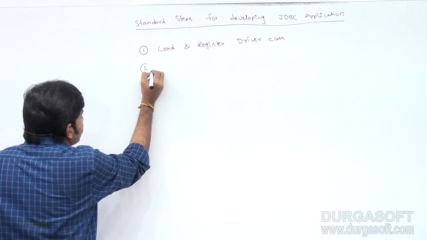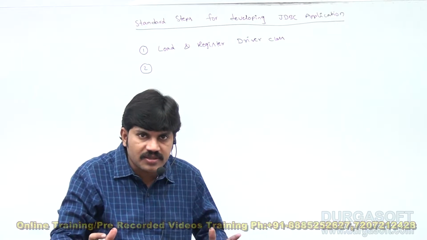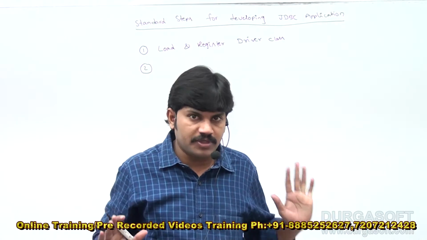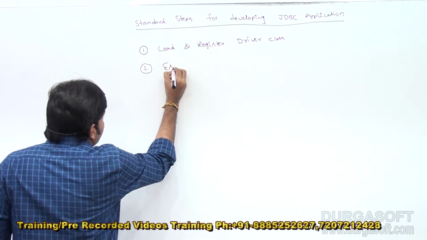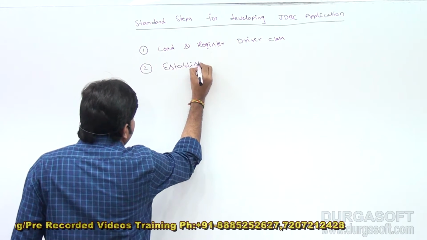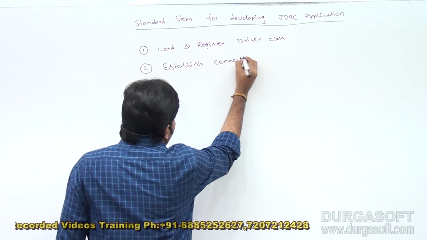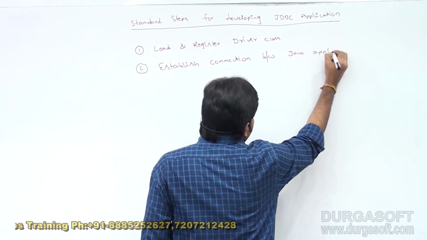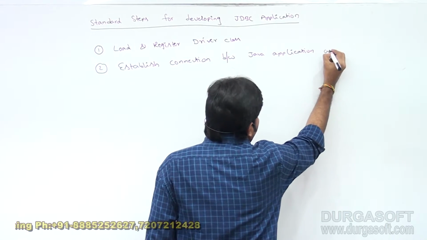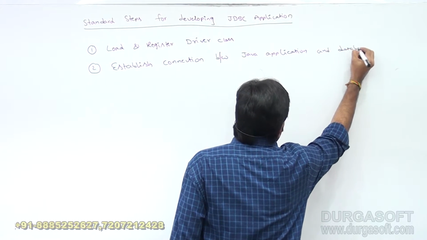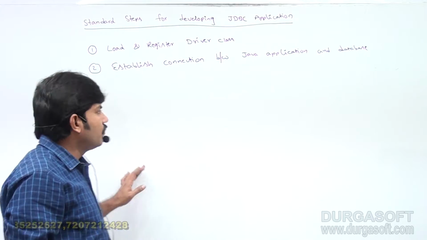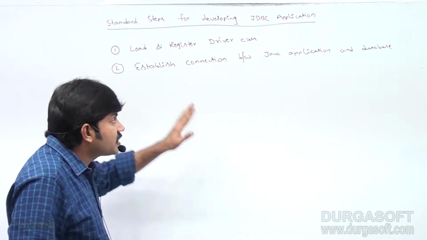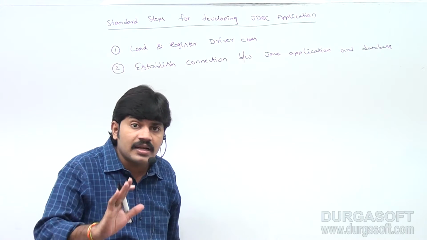Once the driver class is loaded and registered, now we have to establish a connection from the Java application to the database. What is the second one? Establish connection between the Java application and the database. This is the second one we have to do. So what is the first step? Load and register driver class. Second, establish connection between Java application and the database.